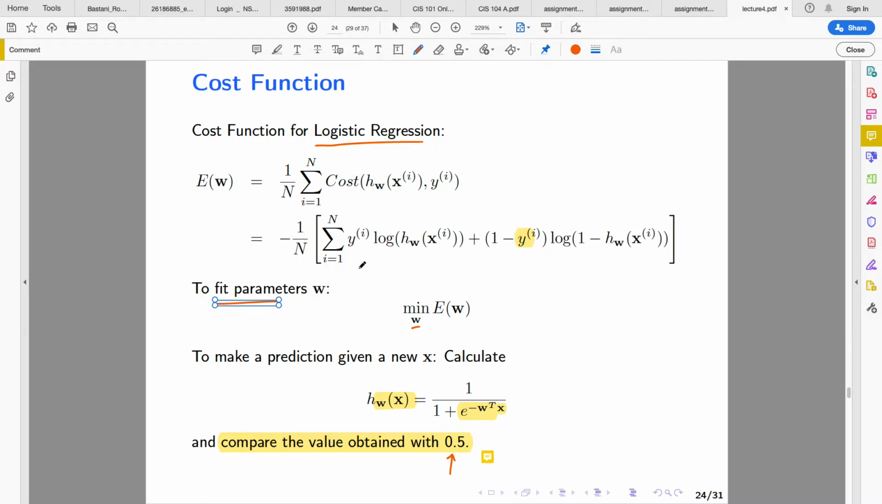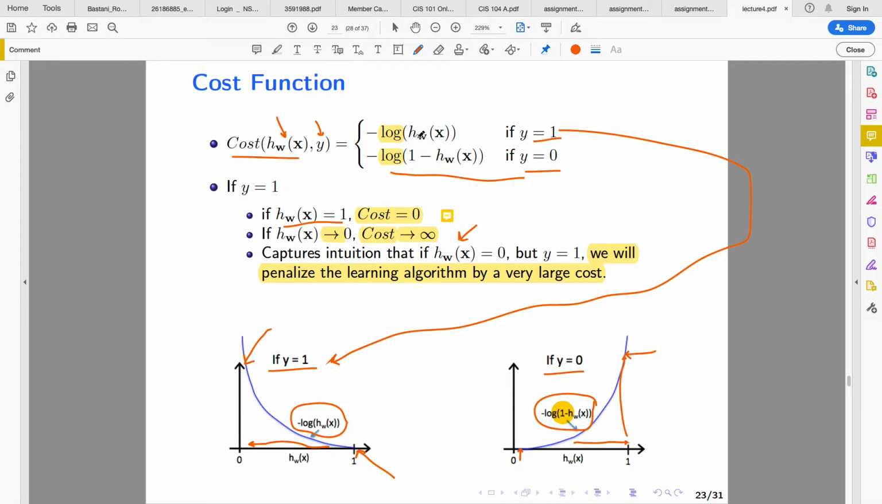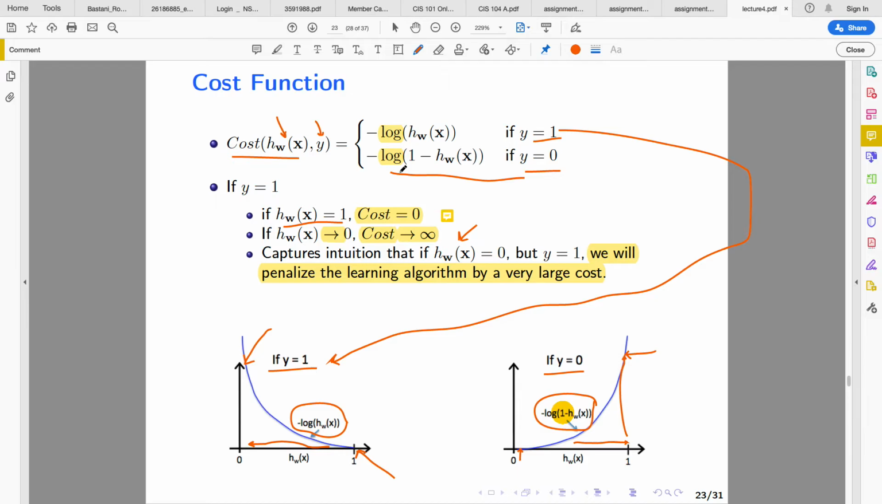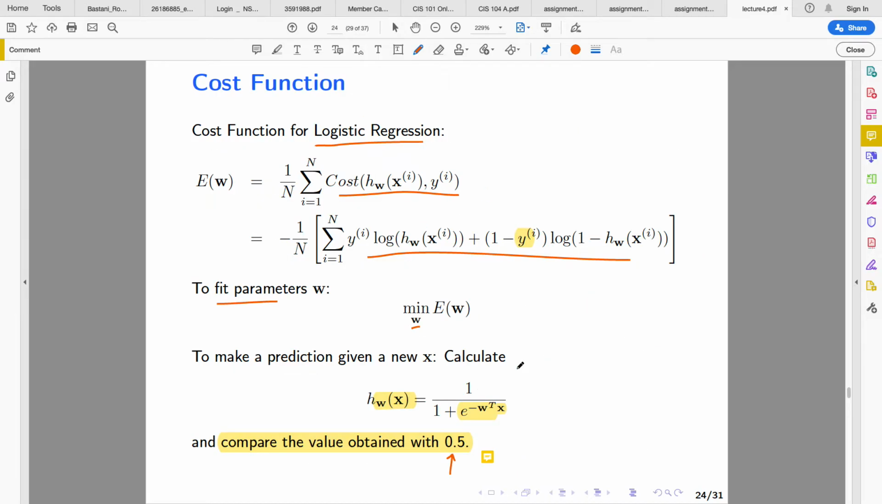Essentially, what is happening here is we have replaced the cost of h of w with the whole of what we define here: negative log h of w of x and negative log 1 minus this, based on whatever our prediction gives. So this has been replaced with this.